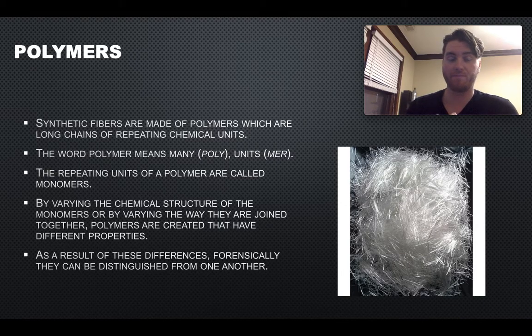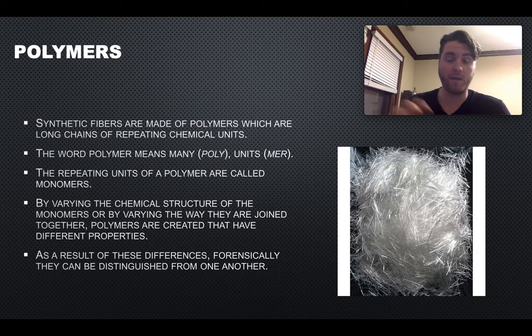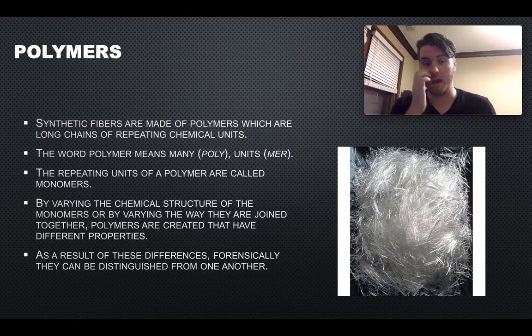Now, the way in which they make synthetics is that they first have to make polymers. A polymer is literally a repeating chemical chain that turns into these really nice strands. And because of these strands, based off their chemical composition, we can determine whether they are this polymer or this polymer. And we do that by treating them with chemicals.